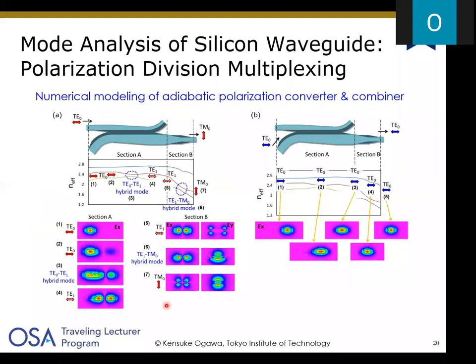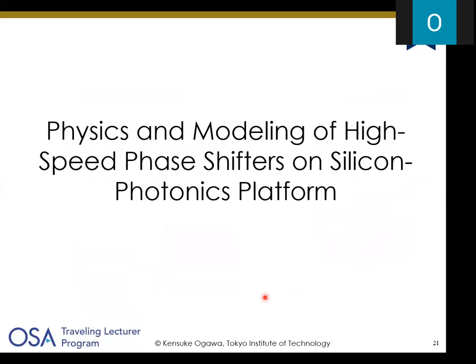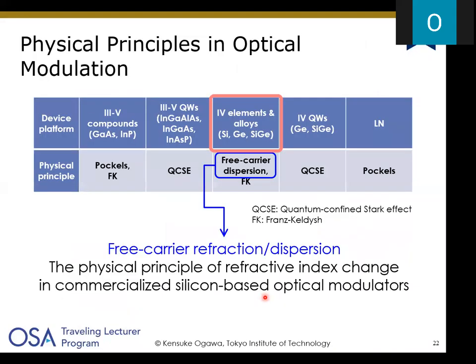TE to TM schemes. Actually, this sort of waveguide is important to multiplex optical signals in orthogonal polarization components. So these sorts of waveguides are made on silicon photonics platforms.